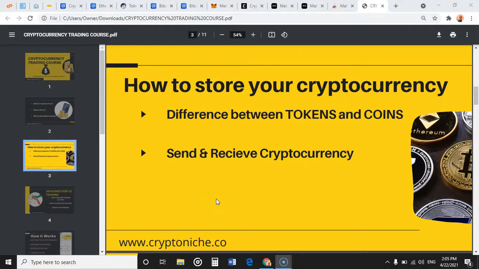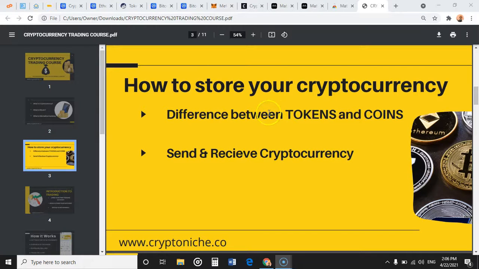All right, guys, I want you to pay attention to this module inside the cryptocurrency trading course. Today we're going to be talking about how you can store your cryptocurrency, the difference between tokens and coins, and how you can send and receive cryptocurrency. But I'm going to split these into two parts. The first part is going to talk about how to differentiate between tokens and coins. And the next part is going to be on how to send and receive cryptocurrency. I'm going to show you that real quick.